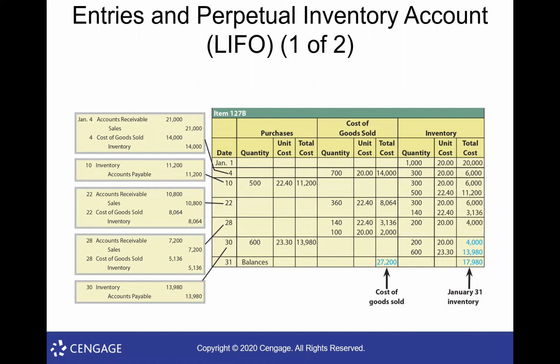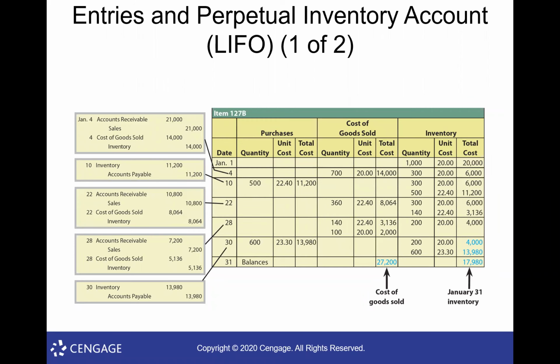So now we have 300 units at $20 and 200 units at $22.40. Our next transaction is where this whole last in, first out issue comes into play. I sell 360 units. The question is, which units did I sell? The answer is the ones that cost $22.40. Why? Because they're the last ones in, the most recently purchased units.